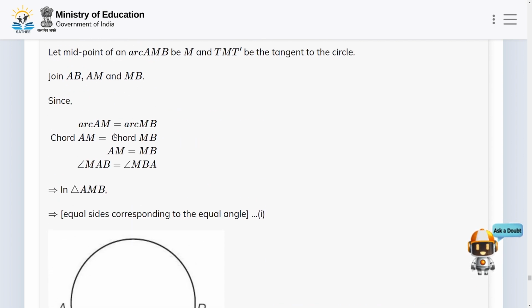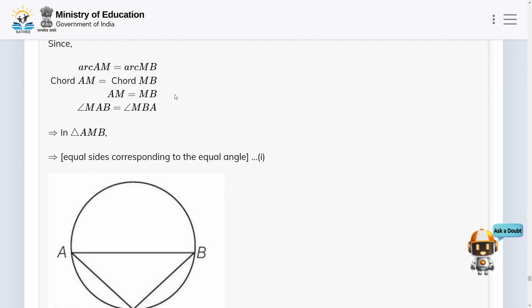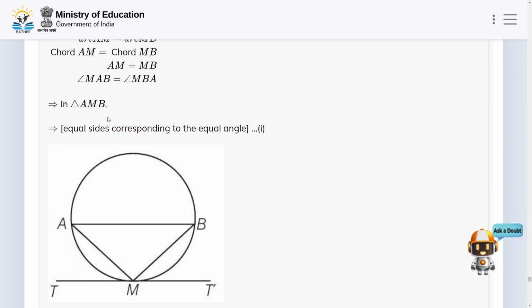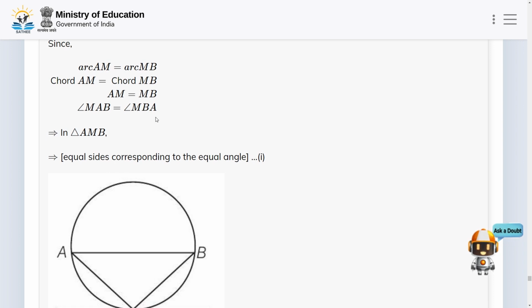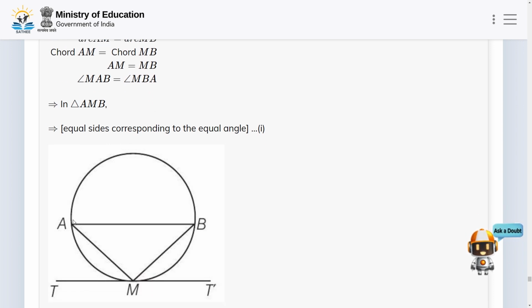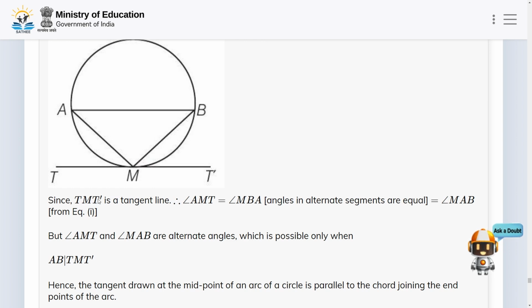Since arc AM is equal to arc MB, and chord AM is equal to chord MB, then angle MAB is equal to angle MBA, in triangle AMB, since equal sides have equal opposite angles. Okay, since TMT' is a tangent line, angle AMT is equal to angle MBA, since angles in alternate segments are equal. And this is equal to angle MAB.